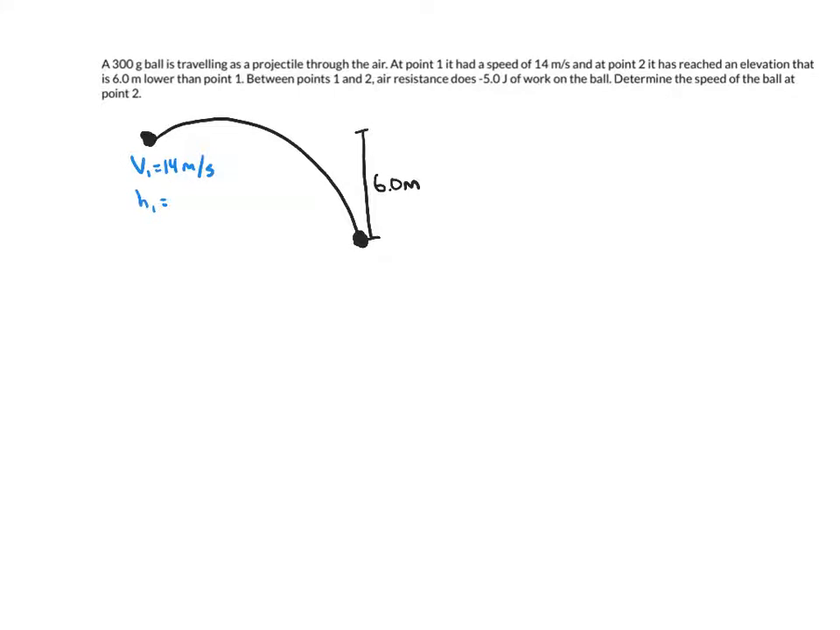And H1, the starting height. I need to set my reference height, and I think a pretty good choice would be to set the height of the second point to be the reference height. So where I drew this dotted line, my reference height here is h equals 0 meters. That means that H1, where it started from, would be 6 meters. In terms of point 2, the speed, v2, is what we're asked to calculate here, so I'll label that with a question mark. And h2, the height at point 2, since I've set my reference height to be right here, h2 can be 0 meters.